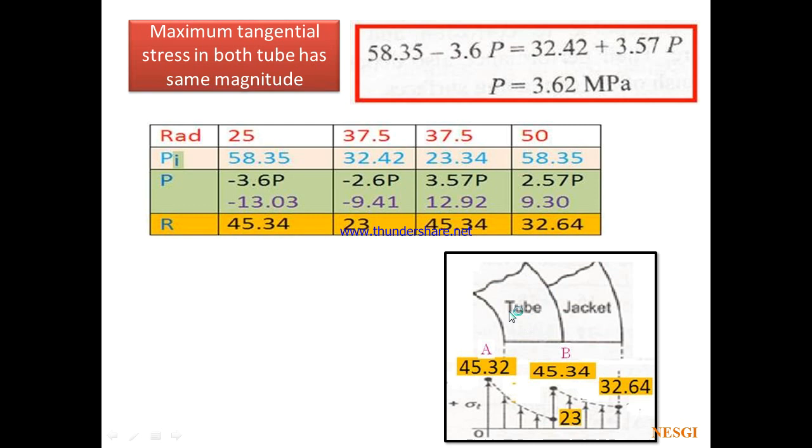So make addition of both, and you just draw the graph. This is a tube, this is a jacket. Here you can see, from inner surface to outer surface, at the inner surface stress is 45.34 megapascal, at the outer surface it is 32.64 MPa. So 45.34, next 23, next is 45.34, next is 32.64 megapascal. So this is the tangential stress distribution for the compound cylinder.